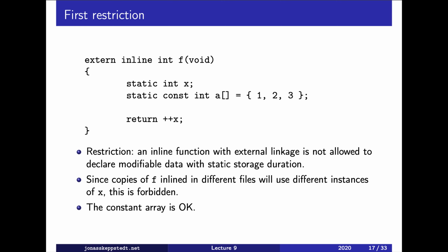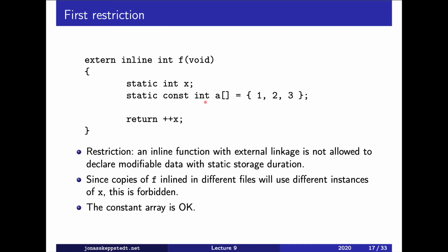Okay, so let's now see why these restrictions are in the C standard. First, which one violates the first restriction? Well, it is the x. This variable is modifiable, and so this is forbidden. This one is not modifiable. Well, regardless of whether it is const or not, it is regarded as modifiable if it's not const. So even though we don't modify it, it would still be forbidden.